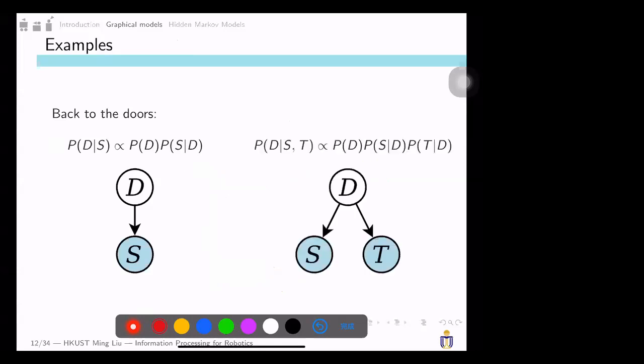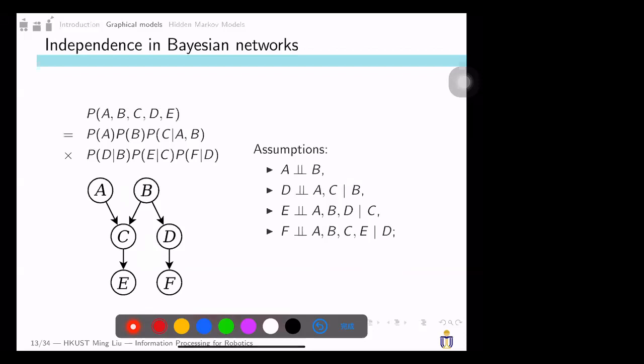Okay. Here are other examples. We have discussed the door detection example, the state of the door, and the sensors. If you have an additional sensor, all these are observable, so that's why it's a dash, with a different color. Okay, so much about the elements.